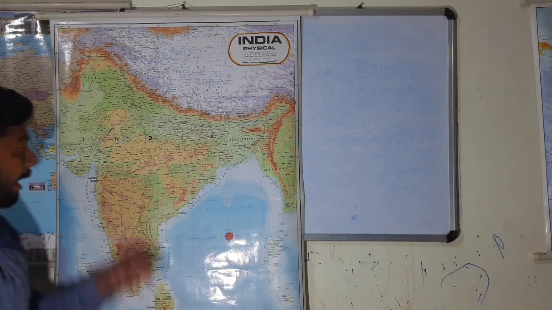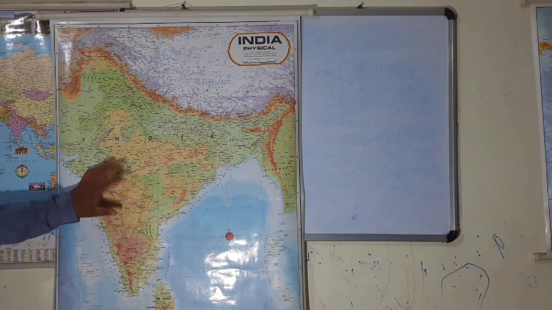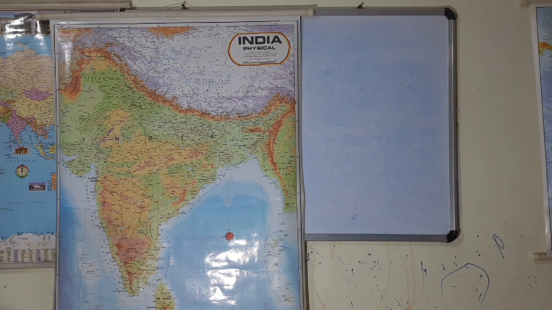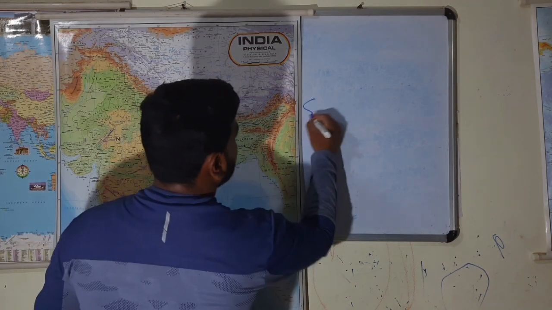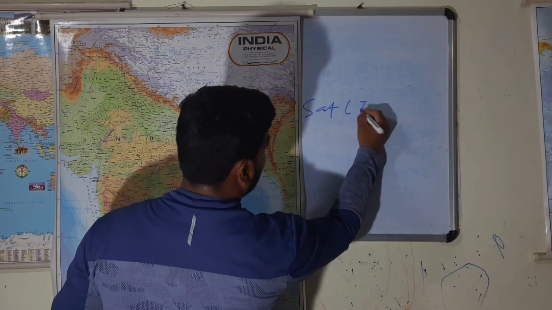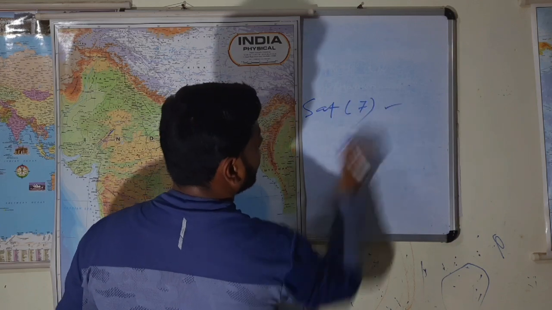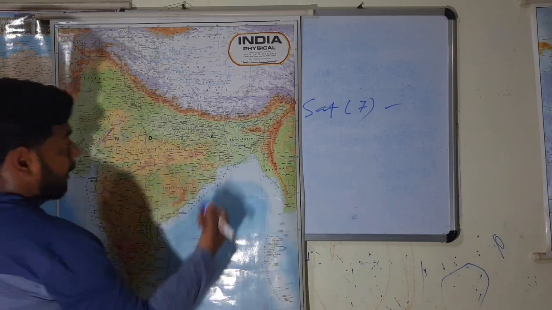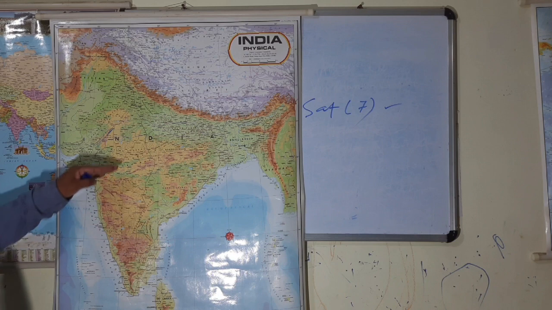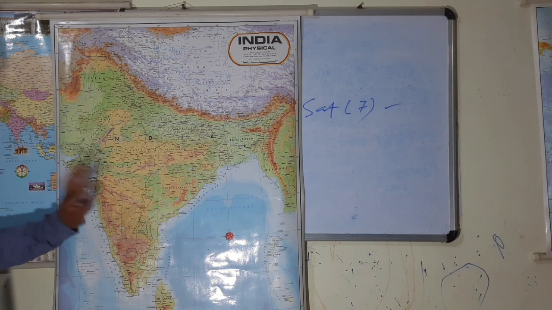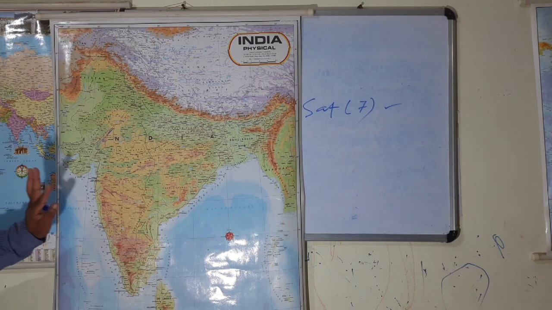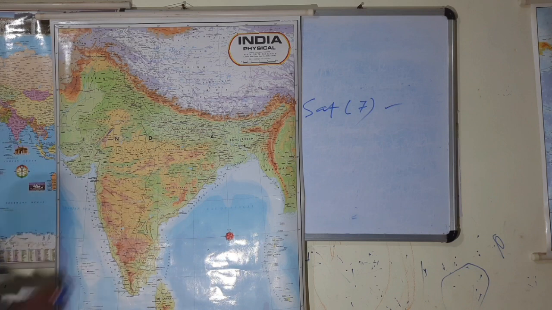Next, another range named the Satpura range. Satpura: "Sat" means seven, and it is called the seven range. It is the northern part of the Deccan plateaus. I will discuss the Deccan plateaus in detail.